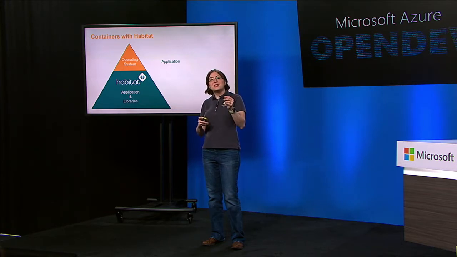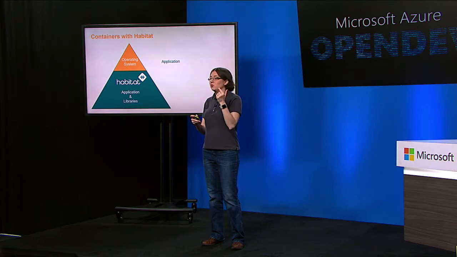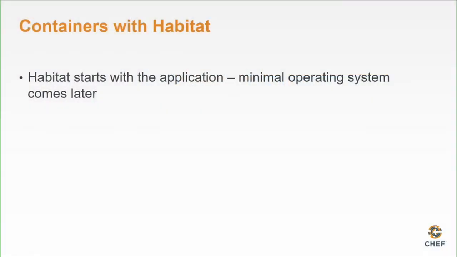You start with just the application. Once you have that application, you add in the libraries to run that application, and then only at the very end of it do you add in a bare minimum operating system that is just enough to run your application and nothing more. That operating system starts with just /bin/sh. And then anything else your application needs, it can pull in through that plan.sh. So Habitat, again, starts with the application, and that minimal operating system comes later.